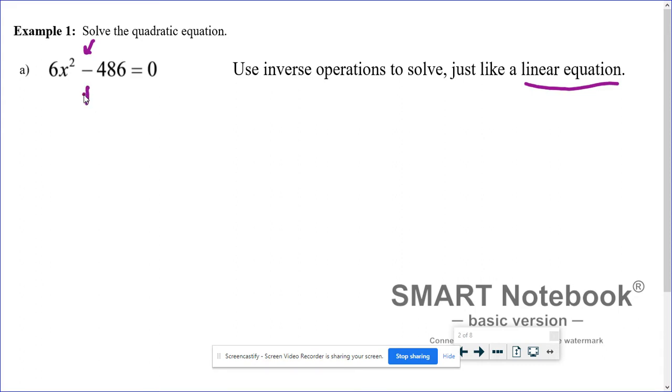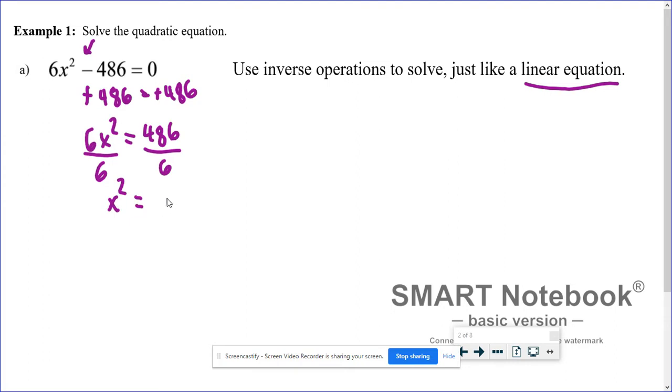So the first one we're going to do is add the 486 to undo the subtracting. So now you've got 6x squared is equal to 486. That 6 is multiplying, inverse would be dividing. So now you get x squared is equal to 81. Inverse of the exponent of 2, so that's squaring, right? The inverse of squaring is square rooting. So we're going to take a square root of both sides. And x is equal to 9 and negative 9.